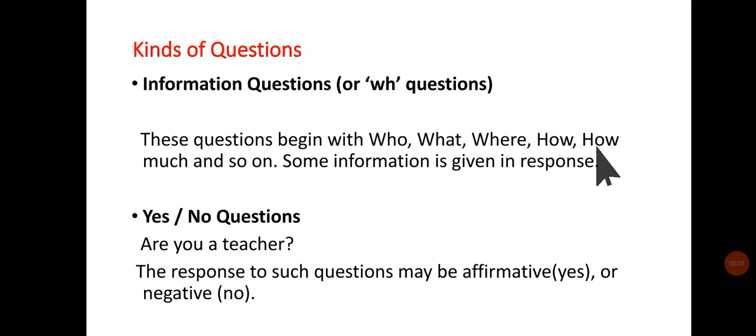Look at the first kind of question, that is information questions. Information questions are also called WH questions, right? That's why I have given in the bracket WH questions, because they are used to gather information from the listeners. So the speaker asks WH questions: what, who, why, where, whose, whom, and he gathers the information. That is why they are called information questions.